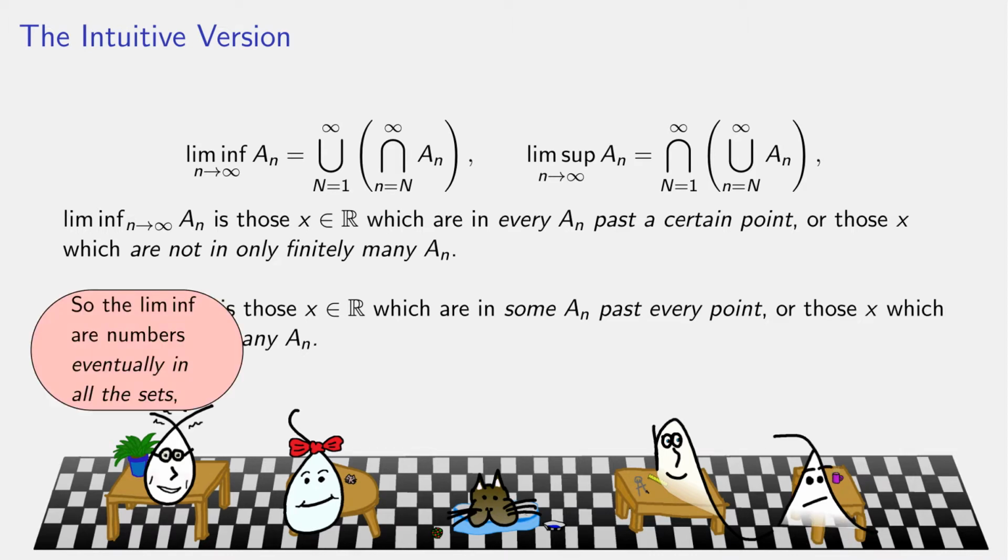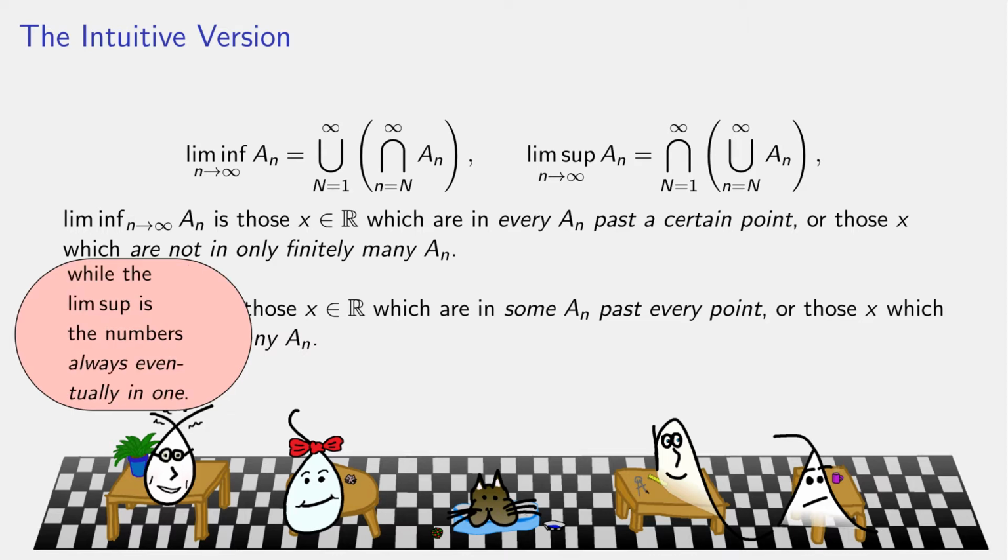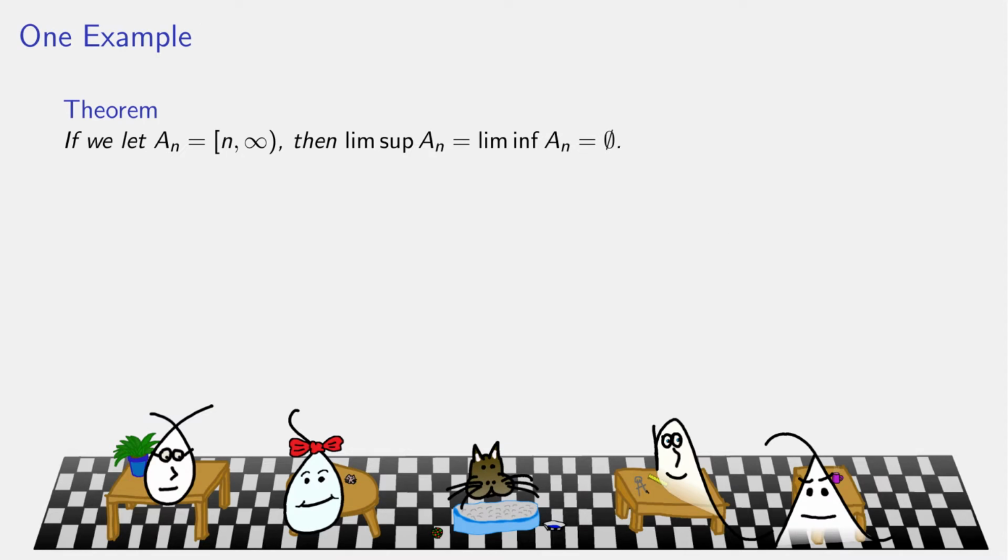So the liminf are the elements of the reals which are eventually in everything. Past a certain index, they are in every single a sub n. The limsup are those numbers that are in one past every index: there is a bigger index and you're in that set. So the liminf are those numbers that are in everything past a certain point. In other words, they are only not in finitely many of the sets, whereas the limsup is just stuff that is in the sets infinitely many times. So let's take a look at an example.